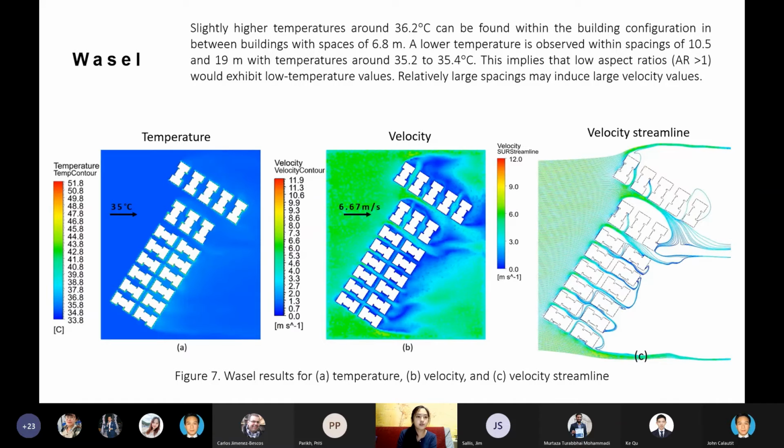First, for the Wasel configuration, we can notice in the images that high temperatures can be found within the configuration. You'll notice as well that around the narrow spaces, high temperatures are occurring as well as low velocities. Among the relatively wider spaces, you'll notice lower temperatures along with larger velocity values. So Wasel's configuration implies that large spacings may induce greater airflow movement.